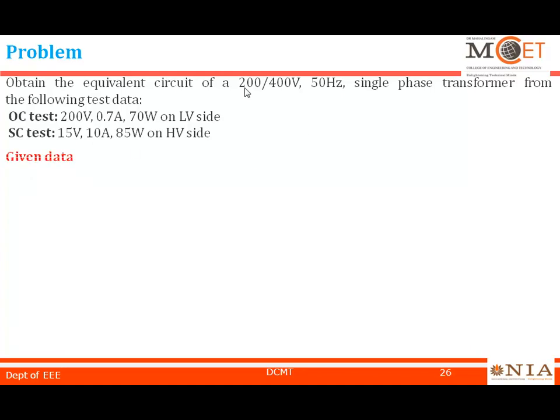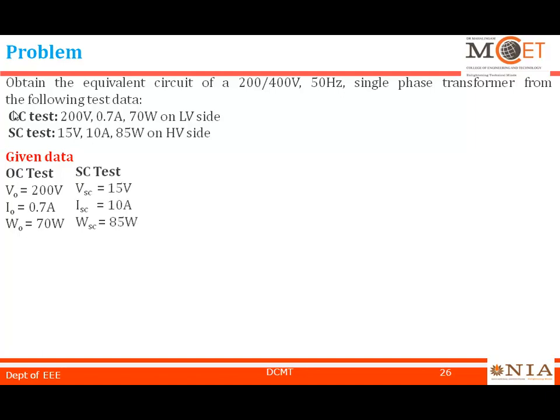From this, write the given data. Open circuit test: V0 is equal to 200, I0 is equal to 0.7, W0 is equal to 70. In the open circuit test, we are going to find the iron losses. Next given data is the short circuit test. In this, you are going to find the full load copper losses. Short circuit voltage is 15, short circuit current is 10 amperes, short circuit power is equal to 85 watts. Next, what is given? V1 is 200, V2 is 400, frequency is given as 50 Hz. These are your given data.